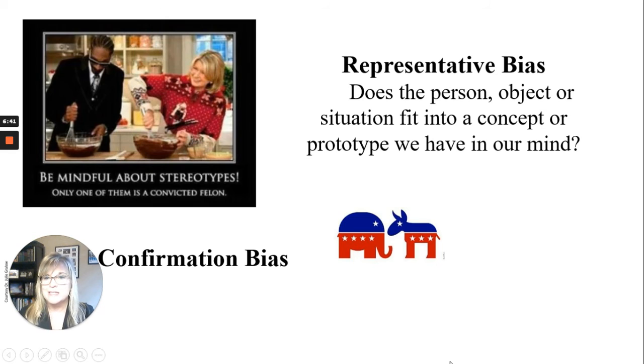Representative bias really gets at this idea of stereotypes. Does the person, the object, or the situation fit a concept or a prototype that we have in our mind? So do we have a prototype of what a convicted felon looks like? Is it Snoop Dogg or is it Martha Stewart? And I don't know if you guys even know who Martha Stewart is. She's kind of a decorating and home guru, and she's very wealthy. And she and Snoop Dogg actually have a cooking show on TV.